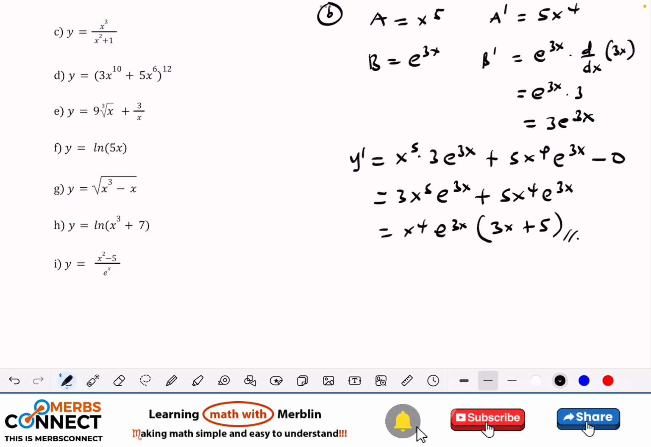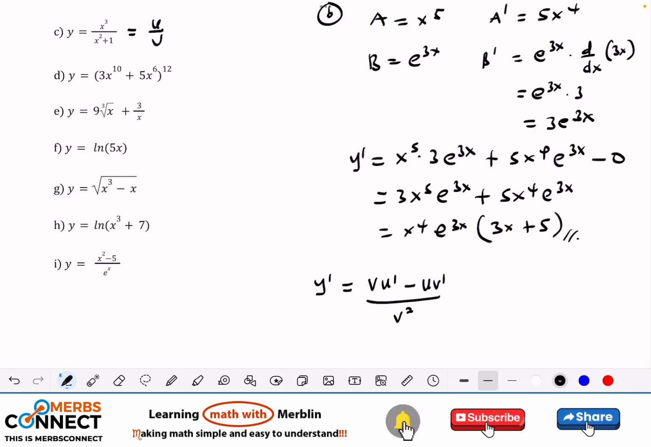So I'm going to say that this is equal to u divided by v. Then by the quotient rule, what are we going to get at the end of the day? So it means that y prime is equal to v u prime minus u v prime, divided by v squared. So that is the quotient rule.